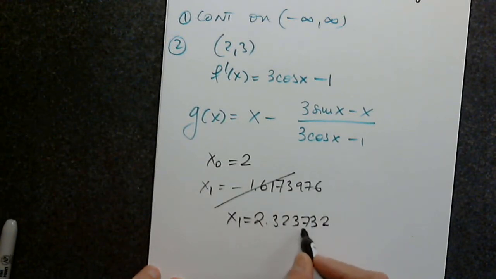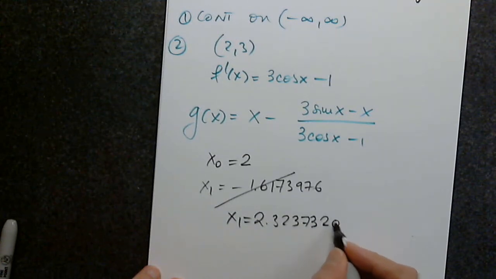So x1 is indeed 2.323732. The result should be close to x0, right? Well, sometimes it can jump around a little bit at the beginning, but it has to converge quickly.